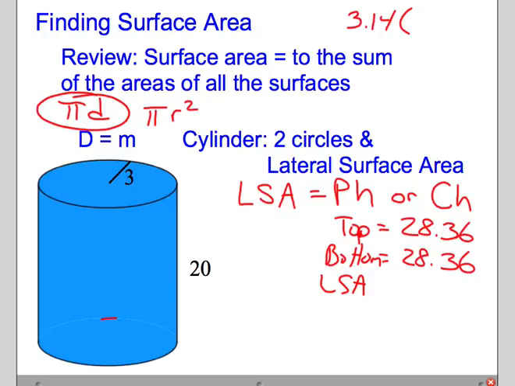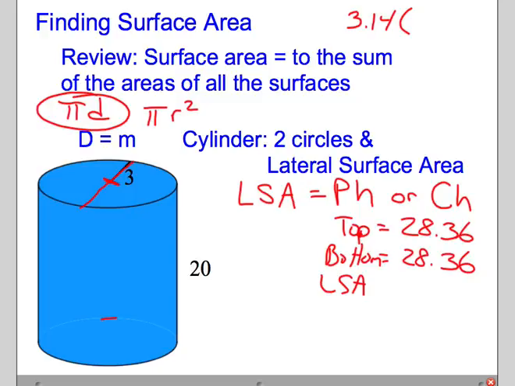What's the diameter? I need my diameter. The radius is 3. The diameter would be, don't square it. If you take two 3s, put those together, that's 6. So the diameter is 6.